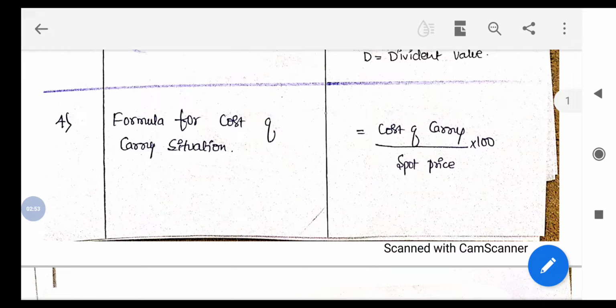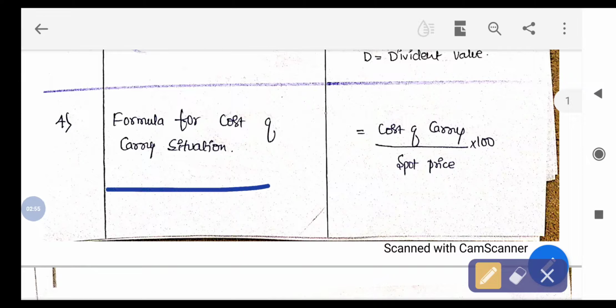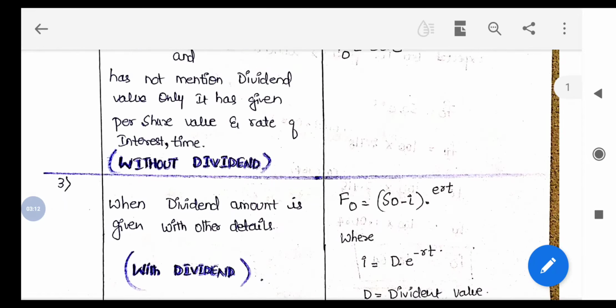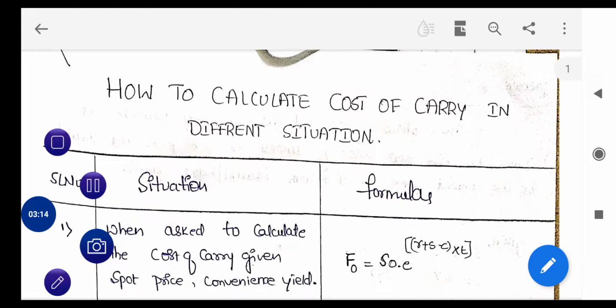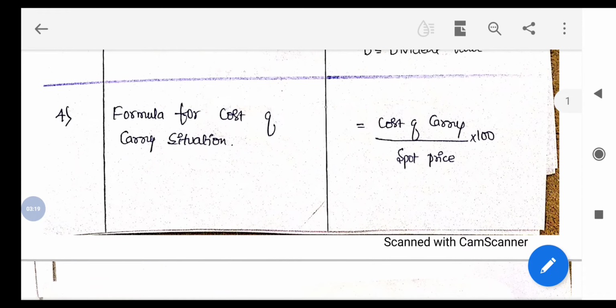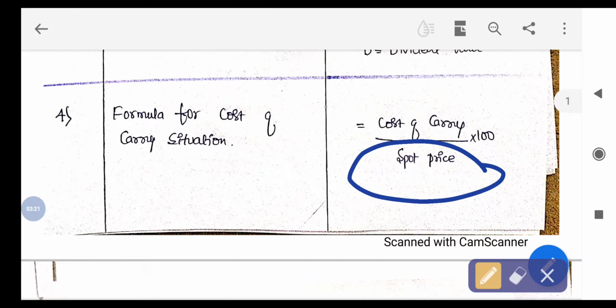And last, which we have already discussed in the last problem, if they are telling us to calculate the carry, the cost of carry which we have calculated from the above formulas is divided by the spot price into 100. This can be asked only in the first situation where they have given the spot price, because for calculating this we need the spot price. So these are the formulas which will come in the cost of carry model.